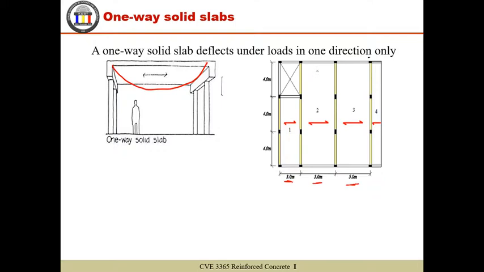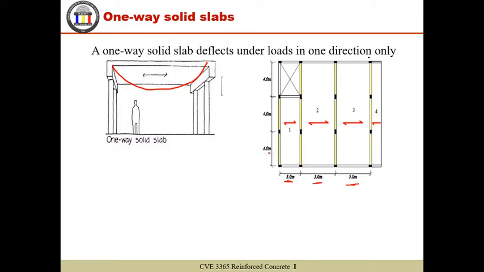Why I didn't say it is 4? Because if you take a look, here there is no beam. Here there is no beam. There is no beam. So we can't say that the long span is 4. Like for this panel, the long span is 12. But for this panel, the long span is 4 plus 4, which is 8.